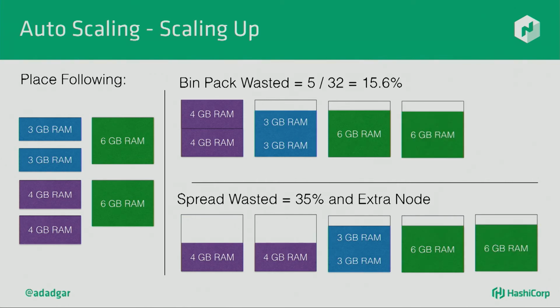But what we see is a compounding of waste now under a heterogeneous workload as we submit more and more things. Bin packing, since it originally tried to get the highest density out of each node, is roughly wasting 15% versus 35% waste and a full extra node that you're now paying for. And this also applies when you're scaling down. The theme really is that you're paying for things you're not using.